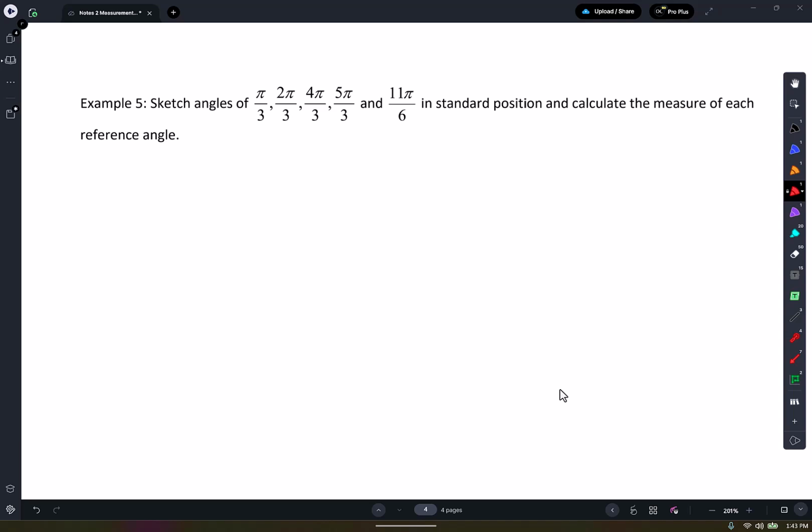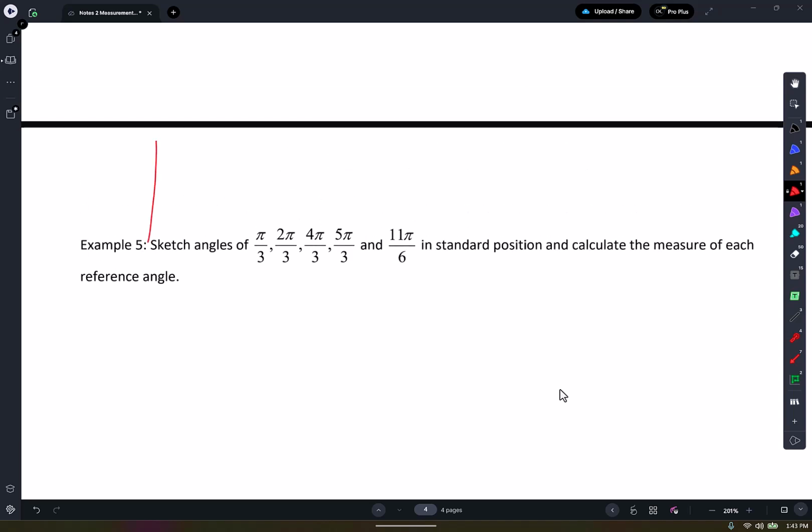Sketch angles of pi over 3, 2 pi over 3, 4 pi over 3, 5 pi over 3, and 11 pi over 6 in standard position, and calculate the measure of each reference angle, just like before. So before I do anything, look, here it is. I like to do this to help you guys out. That's 0. That's half of pi. If you want to write it as pi over 2, I prefer that, but if you want to write it as half of pi, that's fine. That's pi. That's 3 pi over 2, or 3 halves with a pi on the side, or 1.5 with a pi on the side, all those are valid. And then 1 revolution is 2 pi.